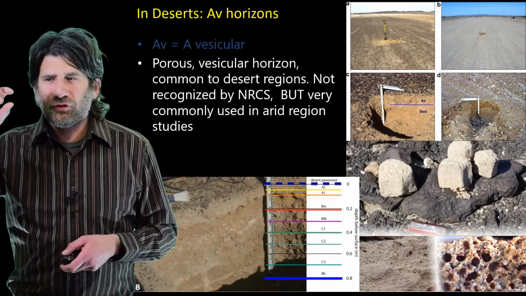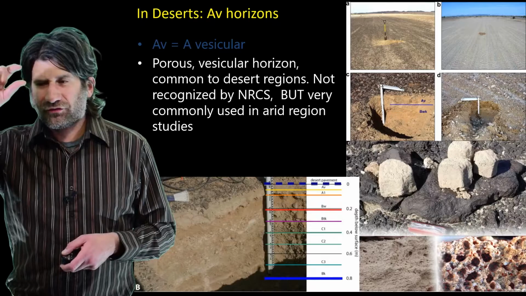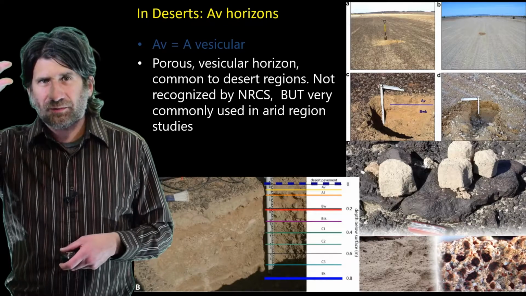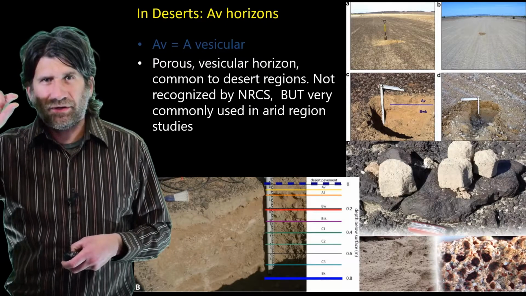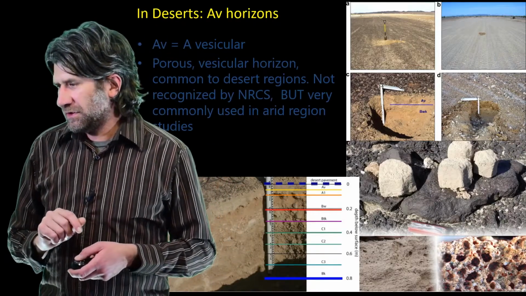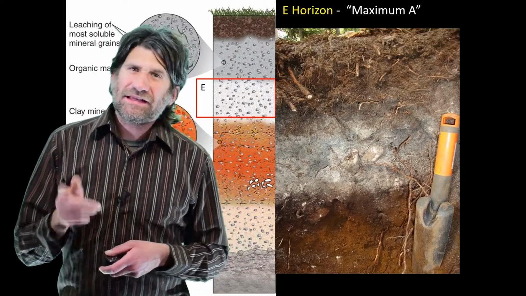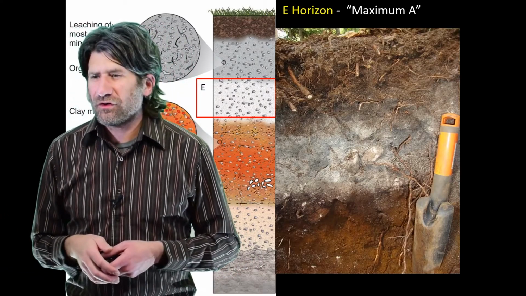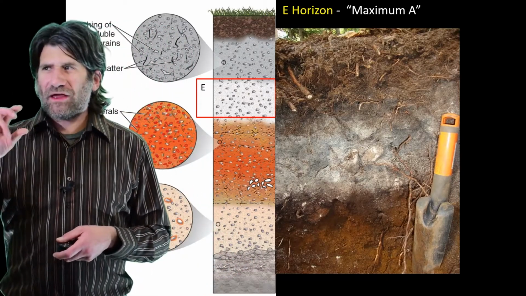It depends who you are. The National Resource Council doesn't talk about these, doesn't officially recognize them, but if you're working in deserts, they're very important. Okay, moving on again, that E horizon is that zone of maximum weathering.